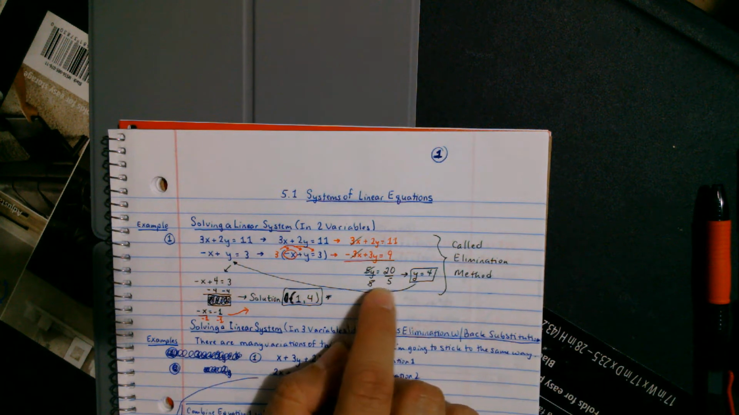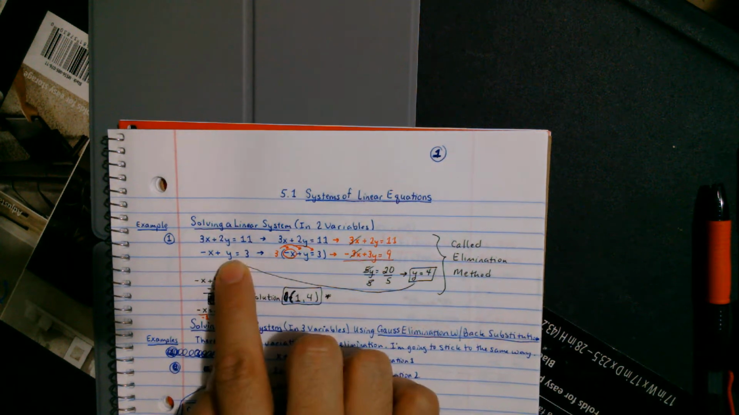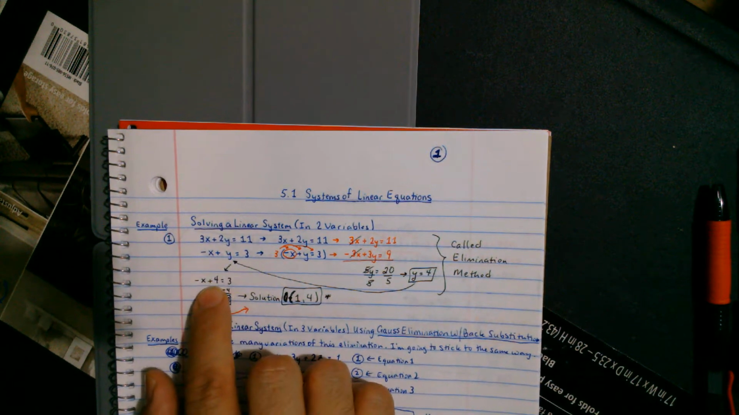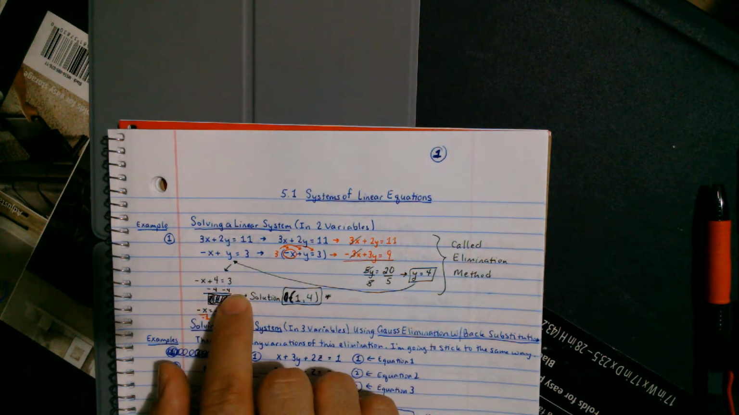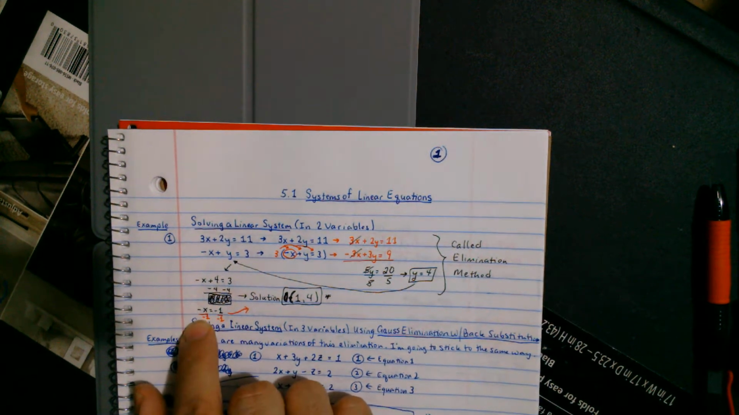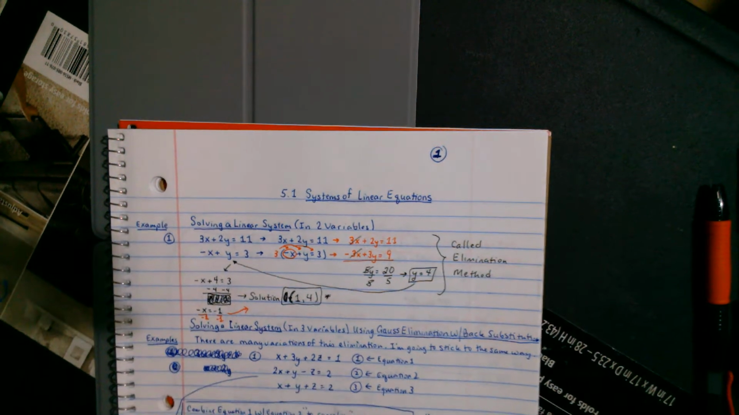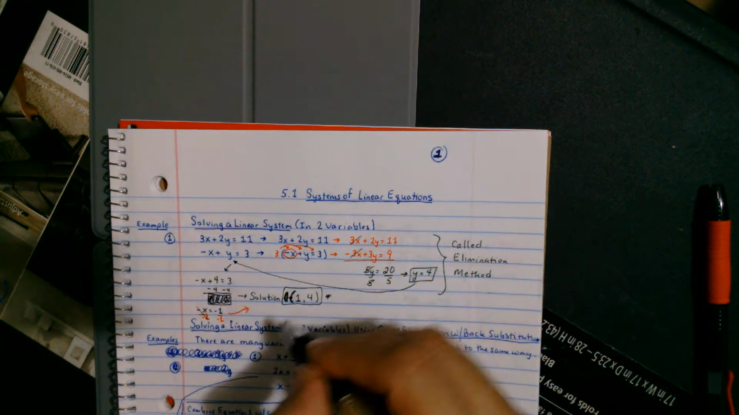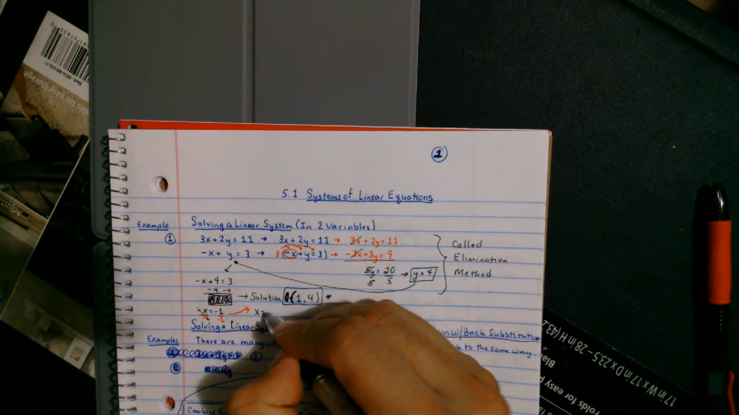Then I plug in 4 into one of these two equations. I chose the second one. And so negative x plus 4 equals 3. Subtract 4 from both sides. Negative x equals negative 1. And I divided both sides by negative 1. And I know it's so small, but I kind of ran out of space. So that x equals positive 1 here.